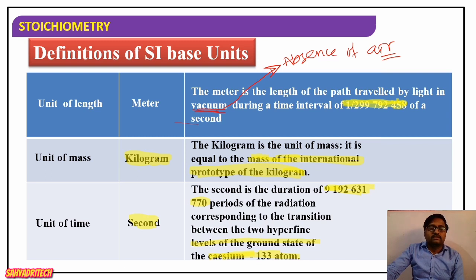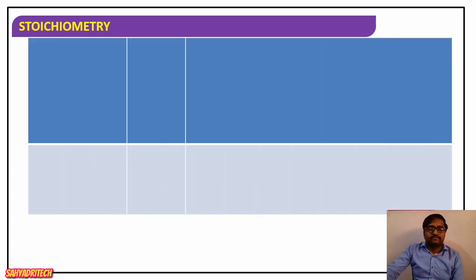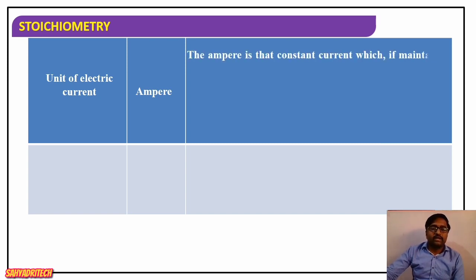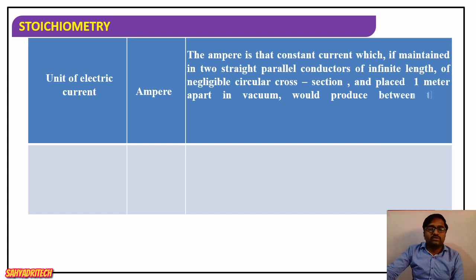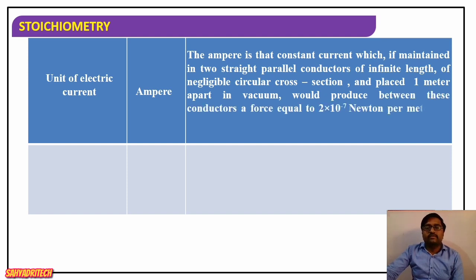Next, if you consider electric current, its unit is ampere, right? What is ampere here? Ampere is that constant current which, if maintained in two straight parallel conductors of infinite length, of negligible circular cross section, and placed 1 meter apart in vacuum, would produce between these conductors a force equal to 2 into 10 raised to minus 7 newtons per meter of length.